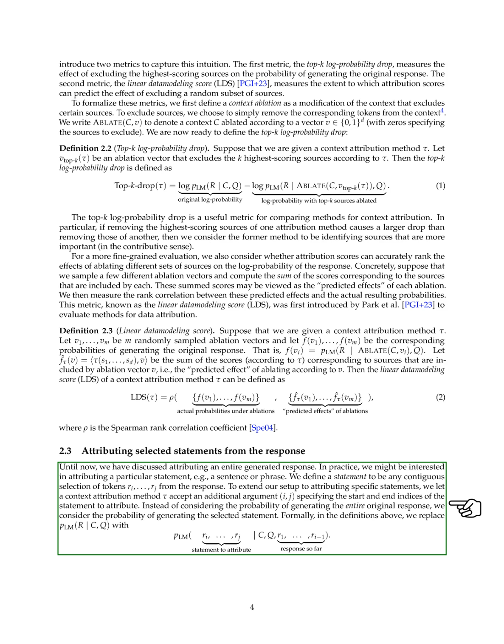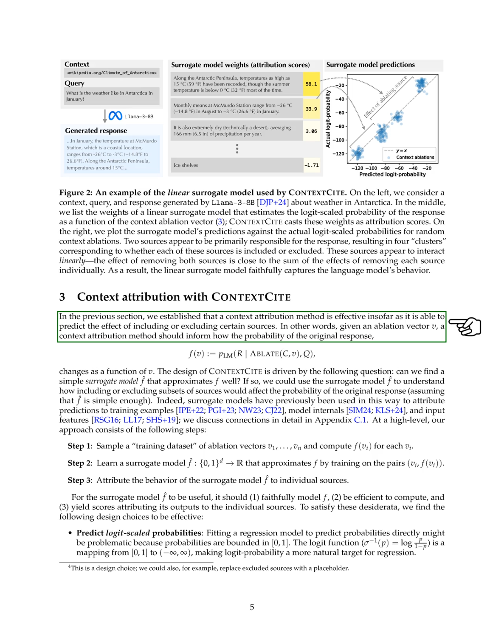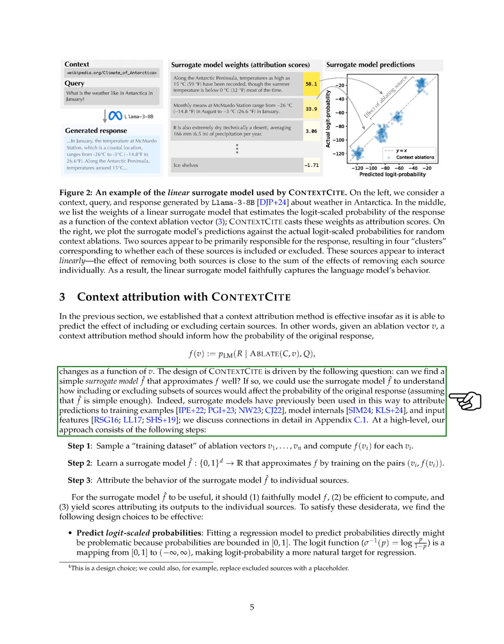Instead of looking at the probability of the whole response, we now consider the probability of generating just the selected statement. We previously established that a context attribution method is effective if it can predict how including or excluding certain sources affects the original response's probability. Our goal with CONTEXTCITE is to find a simple model that can approximate this relationship. If we can achieve this, we can better understand how different sources impact the response's probability.